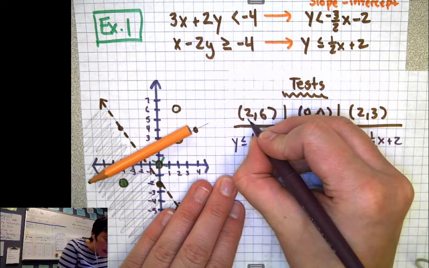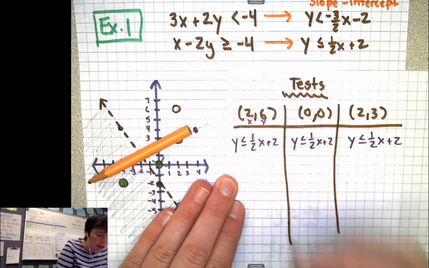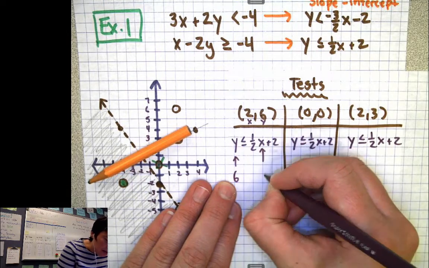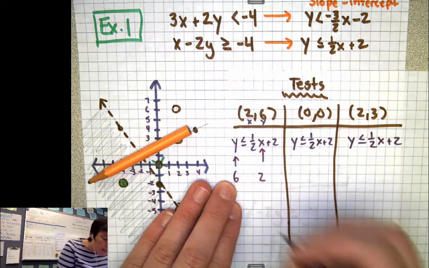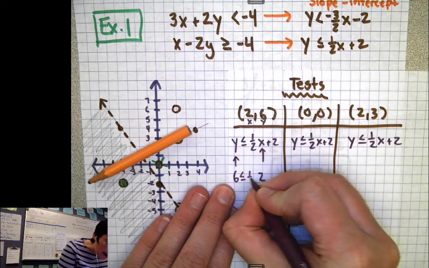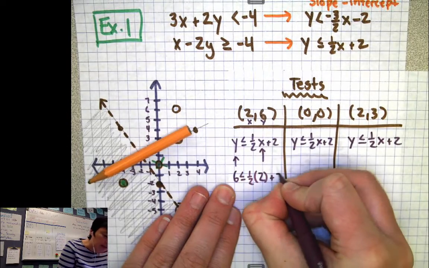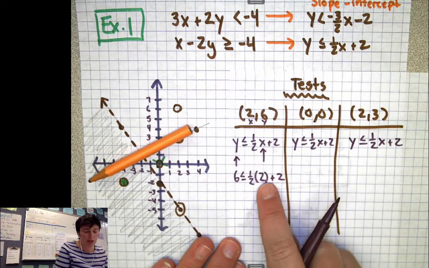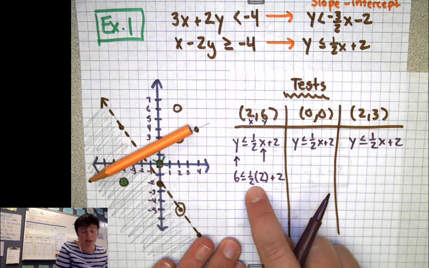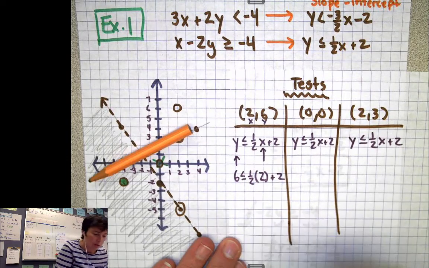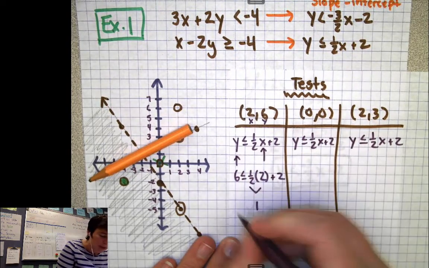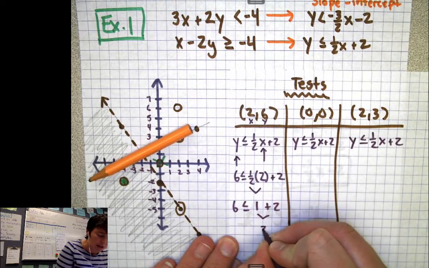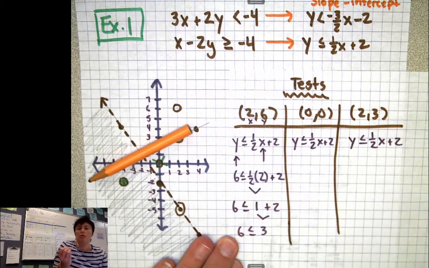Each of them has an xy coordinate. So 2, 6, that means I'm going to have a 6 here and a 2 here. So it's going to be 6 is less than or equal to 1/2 times 2 plus 2. This is why I like the 1/2 and the even numbers. So 2 times 1 is 2, divided by 2 is 1. Think of it as half of 2 is basically just 1. So I have 6 is less than or equal to 1 plus 2. 1 plus 2 is 3. 6 is less than or equal to 3.